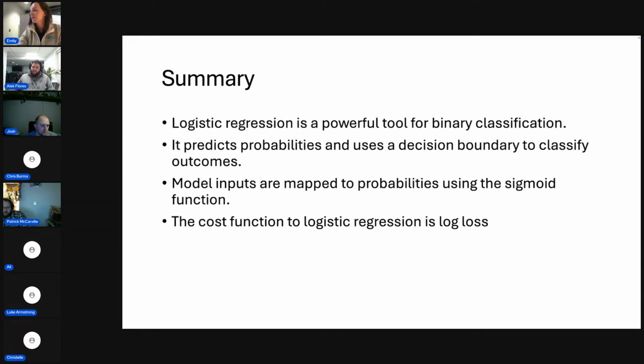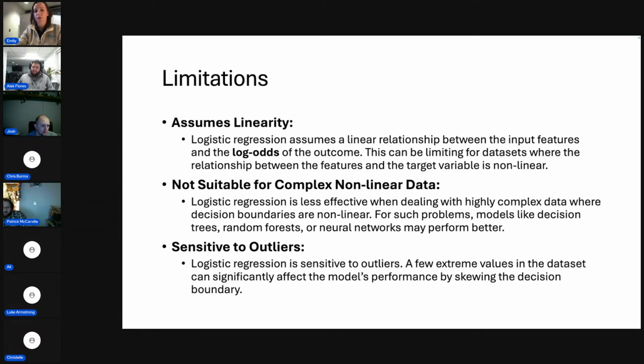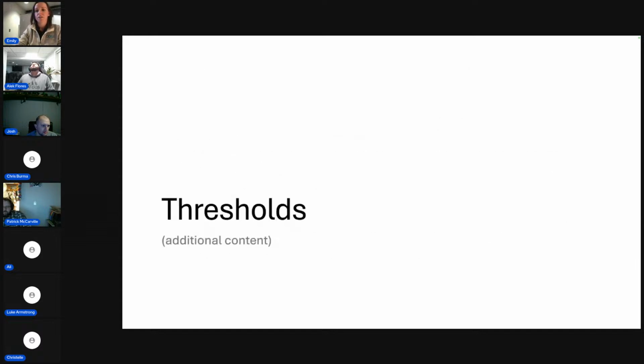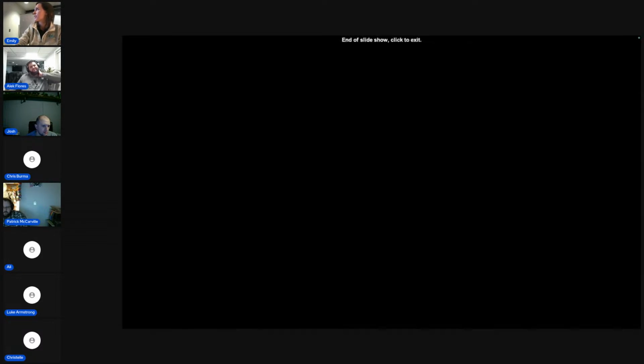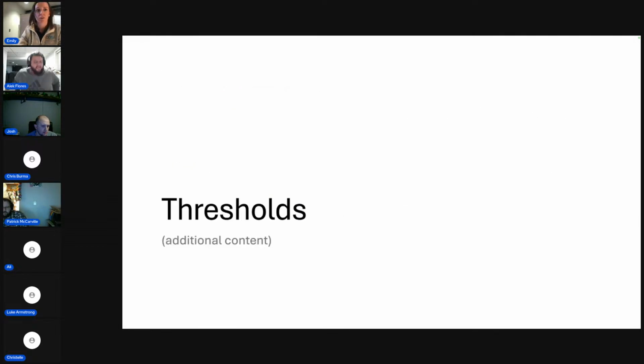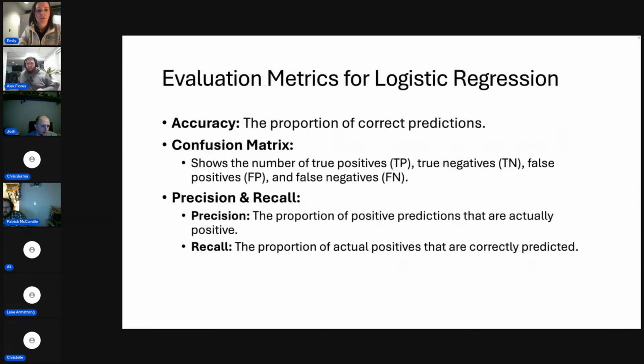Oh, summaries, and then we talk. And okay, that's just additional content. I put some additional content on thresholds here at the end, if you guys are curious. But I think we actually talked quite a bit about those thresholds and decision boundaries. I think that's covered pretty well.